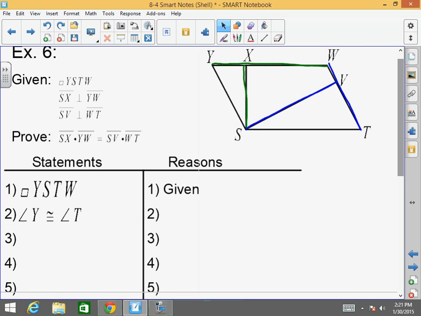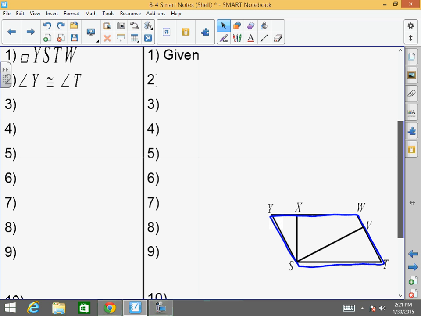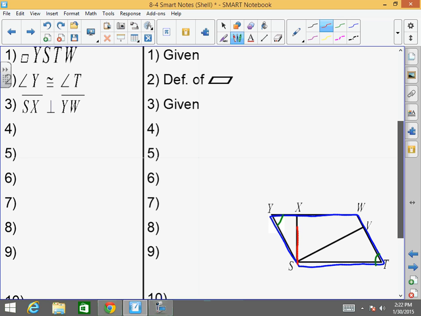So it looks like we're going to have to prove some triangle similarities. So angle Y is congruent to angle T because of the definition of parallelogram. I'm nice. I'll let you walk away with that. It should truly be opposite angles of a parallelogram are congruent, but I will let you slide with definition of parallelogram. Next, this is a given. SX is given as perpendicular to YW.